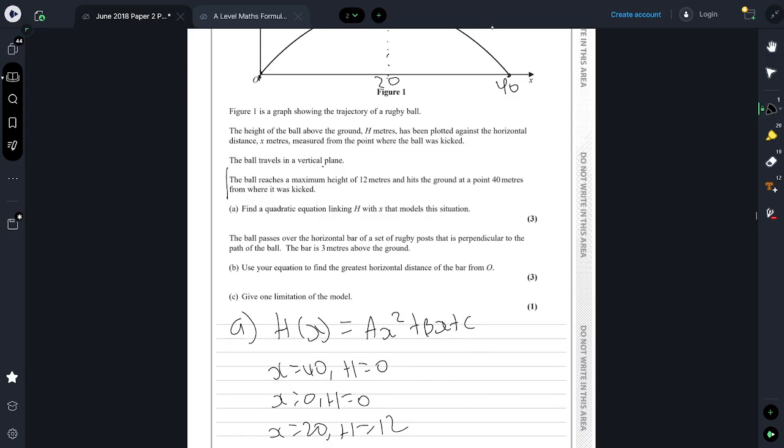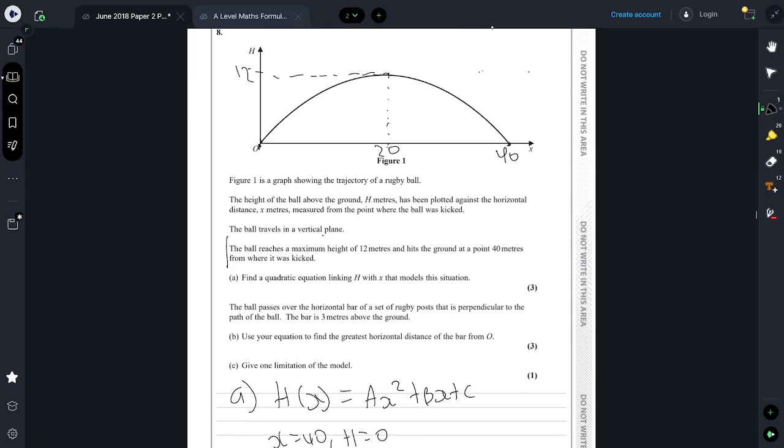Okay, part B. It says the ball passes over the horizontal bar of a set of rugby posts. So horizontal, obviously meaning a line that's horizontal, right? A set of rugby posts. Hopefully it kind of looks like this. So you have to pass it over the bar here. All you need to know is a horizontal bar on a set of rugby posts that are perpendicular to the path of the ball. The bar here is 3 meters above ground. So the bar's going to be roughly there, right? It's going to be 3.